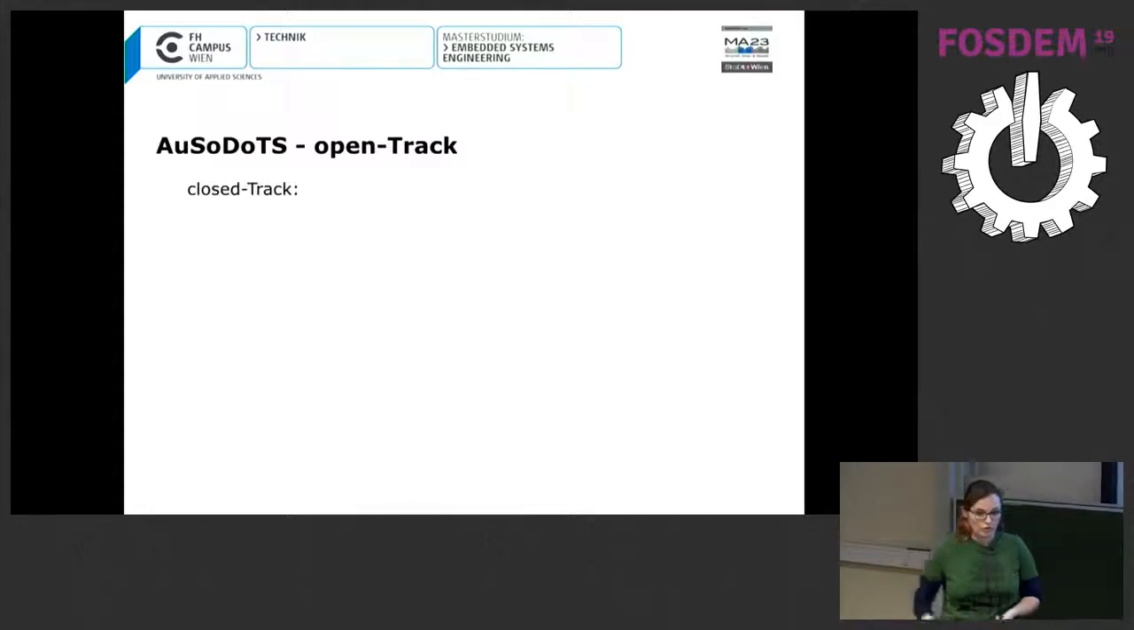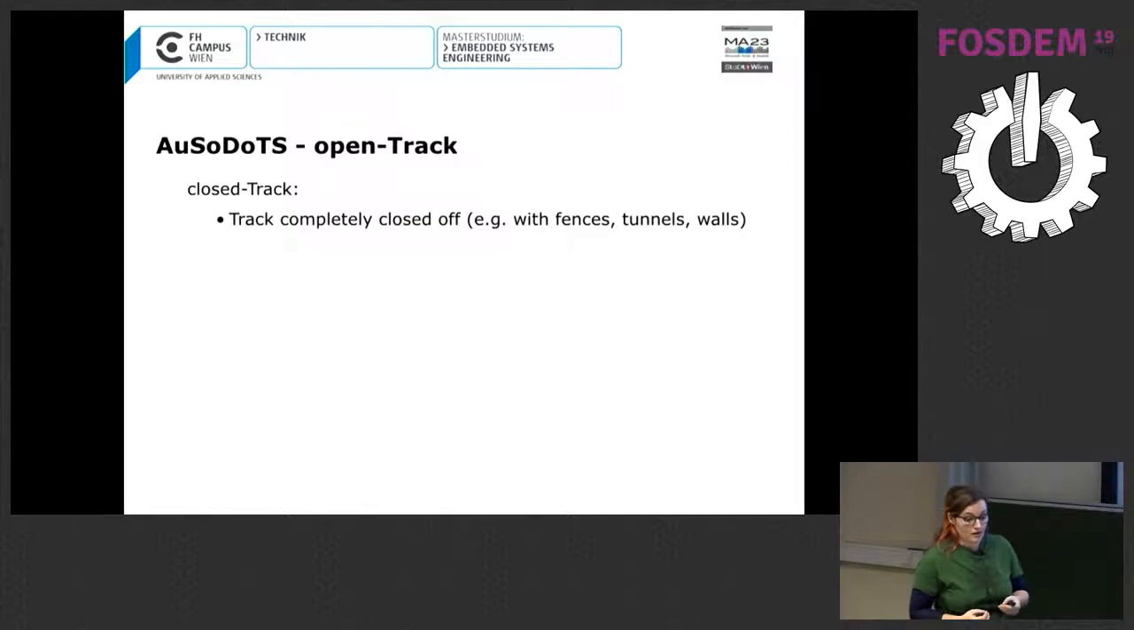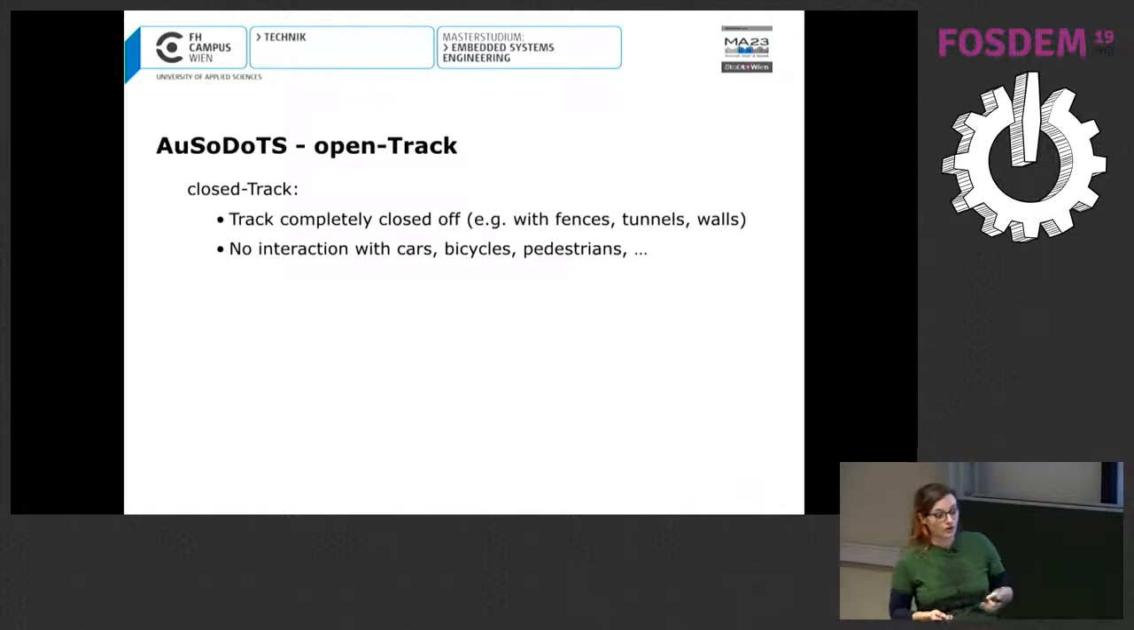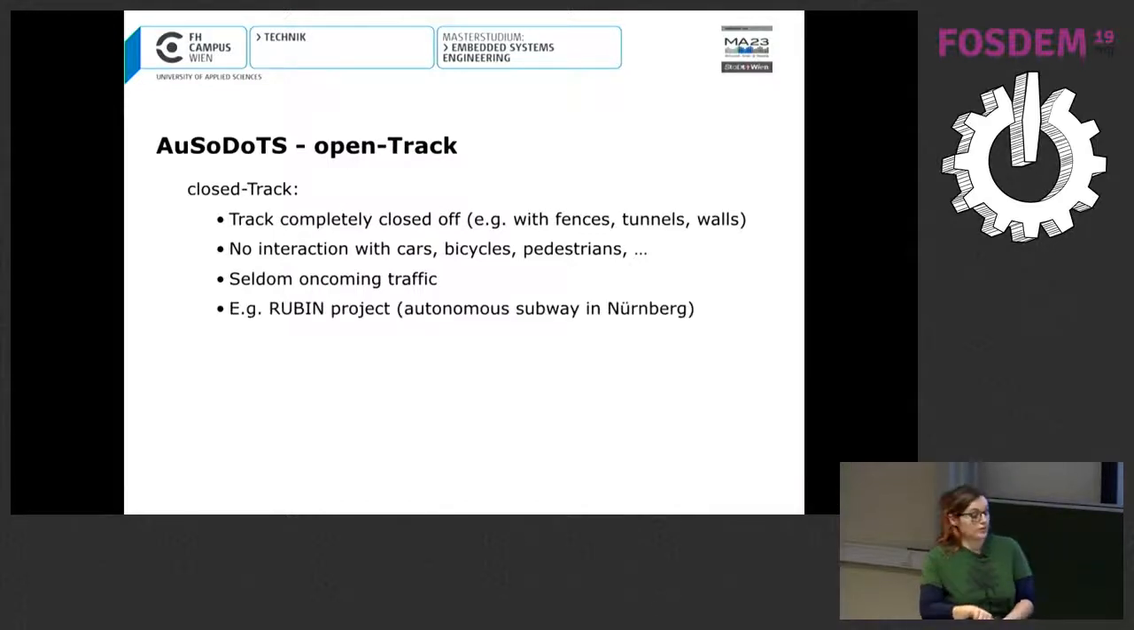So, open track. What is an open track? To explain what an open track is, I first explain what closed tracks are. Closed tracks are completely closed off, as the name says. There are tunnels or fences or walls around it. There is no interaction with cars, bicycles or pedestrians, and seldom is there oncoming traffic. A good example is the Rubin project. It's the autonomous subway in Nuremberg.